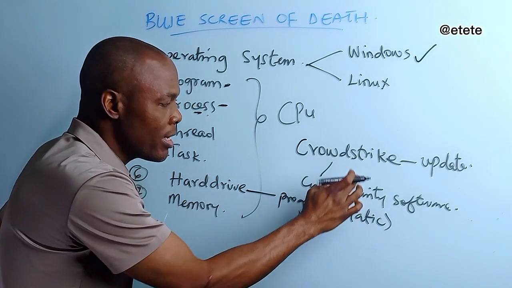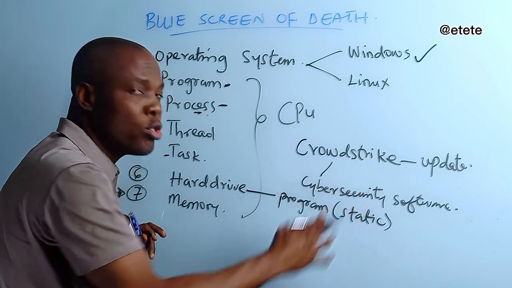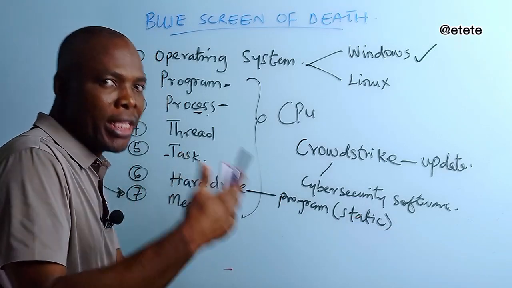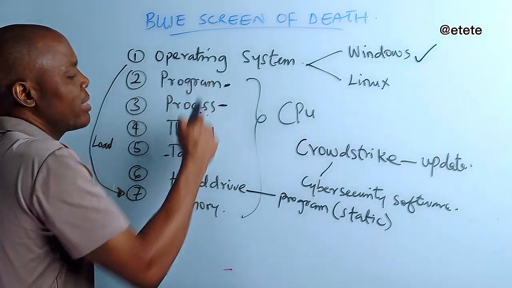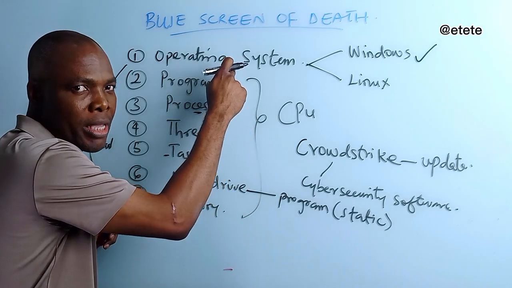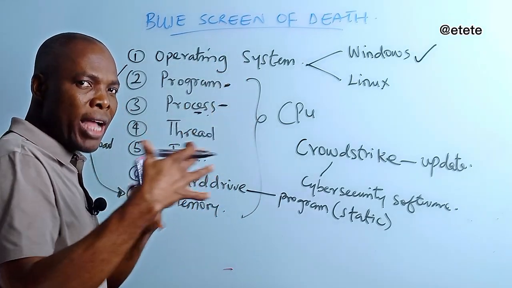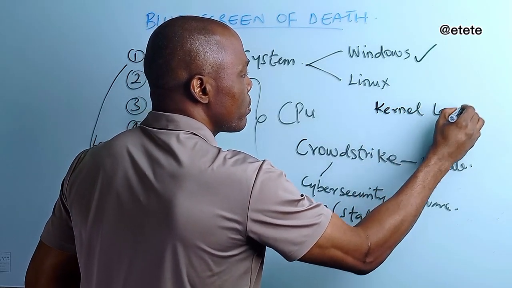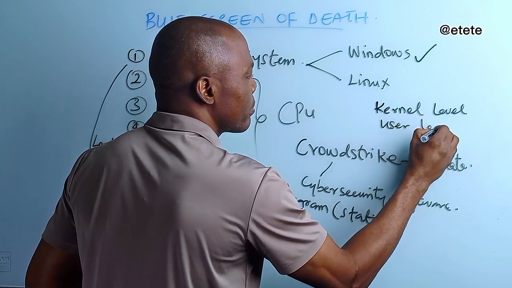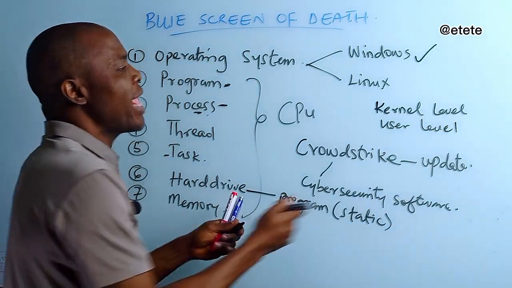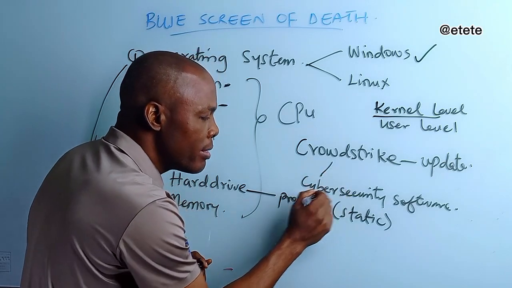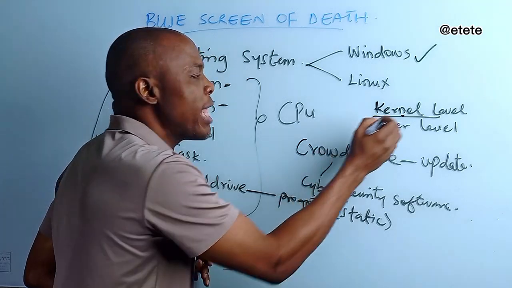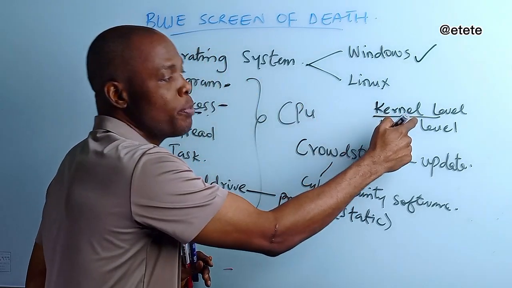So these guys, they create a cybersecurity software that is used to protect your machine. Now, they did an update. That update that they did had a contention with this operating system. Now, an operating system has two parts. It has the kernel level, and the user level. What happened is that at this kernel level, this cybersecurity software that these guys write is expected to operate. This level is the same level where the operating system operates.